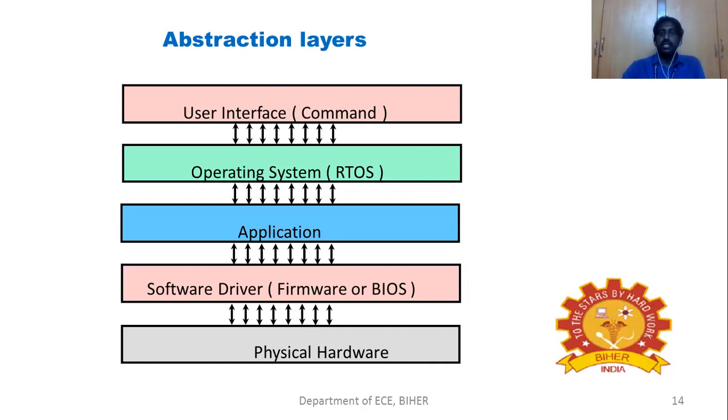So these are the various abstraction layers. You start with a user interface command, and then RTOS is there, application software, driver and physical hardware. Your user commands are finally loaded into the hardware with the help of many layers. In modern devices, we are using RTOS, real-time operating systems.